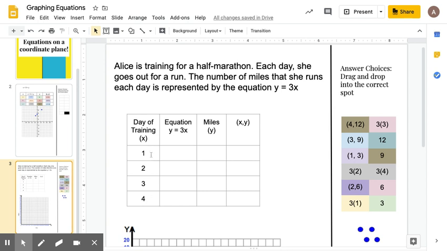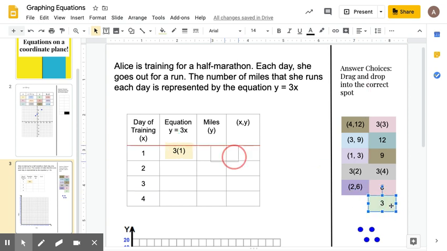In this case, I'm not going to have us fill in this part of the chart again. So let's just go ahead and fill in what we know. y is equal to 3 times 1, or 3x, because we're substituting in. That means that on day 1, she runs 3 miles. I'm going to represent this by the ordered pair x is 1, y is 3.